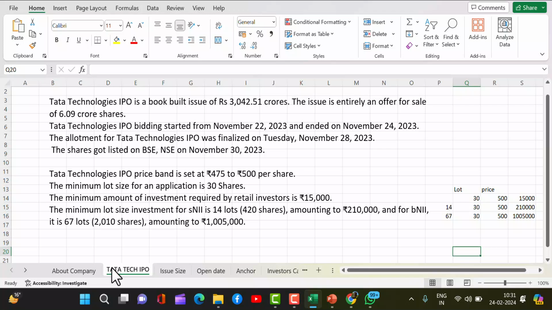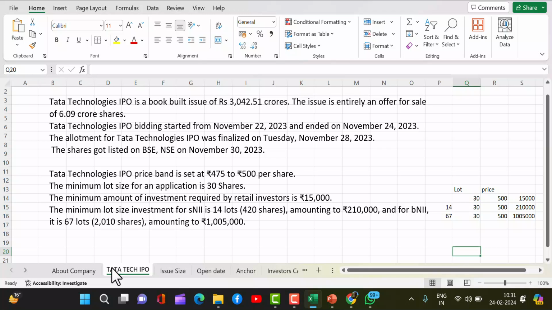Allotment for non-institutional investors. S means small. So there are two categories: small and large. Big NII and small NII. That means we get two classifications. So the minimum lot size for small NII is 40 lots, for 120 shares.